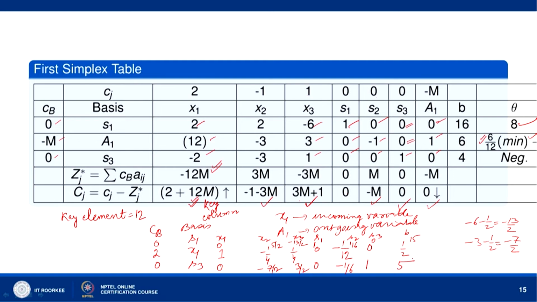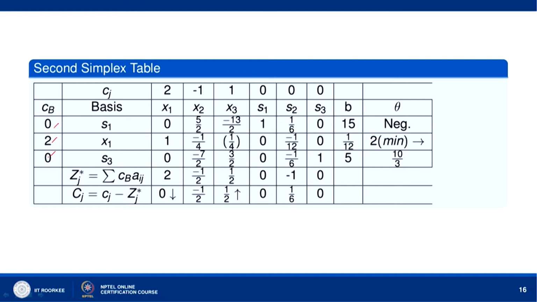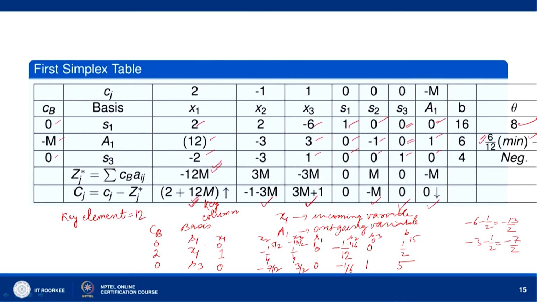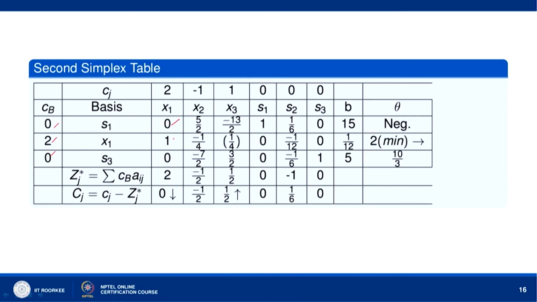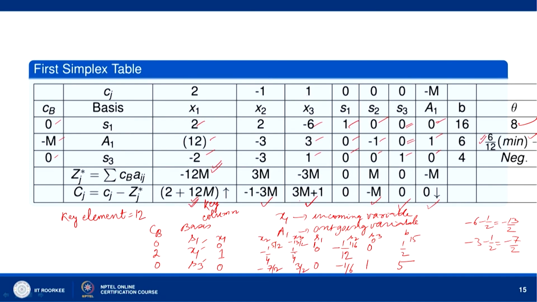Okay. So, let us see in the new simplex table, CV column has 0 to 0. S1 column basis variables are S1, X1, S3. Then the X1 column has 0, 1, 0 values. X2 column 5 by 2, minus 1 by 4, minus 7 by 2. So, we see 5 by 2, minus 1 by 4, minus 7 by 2.